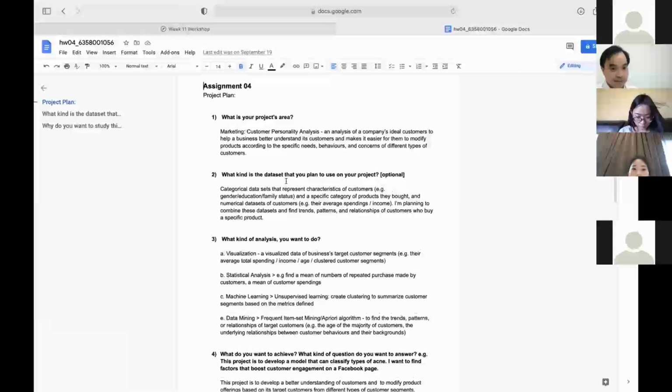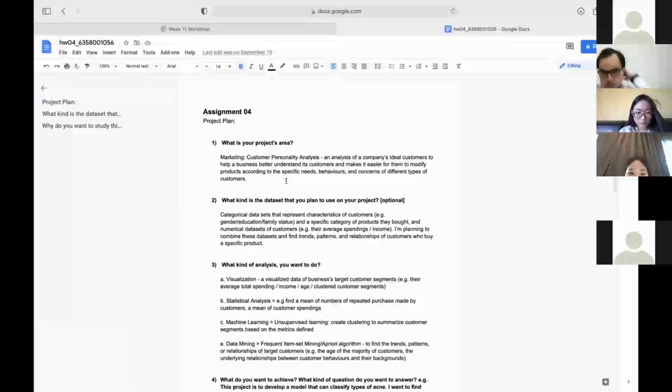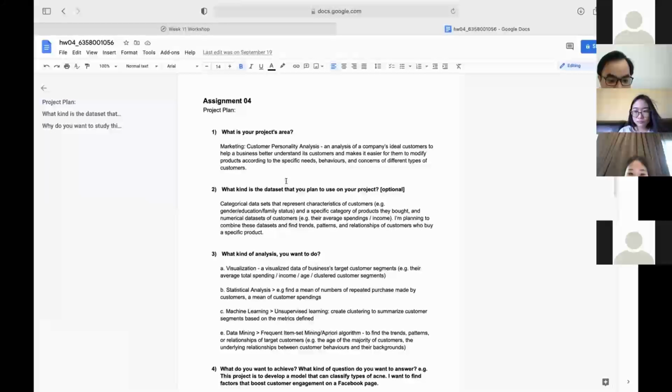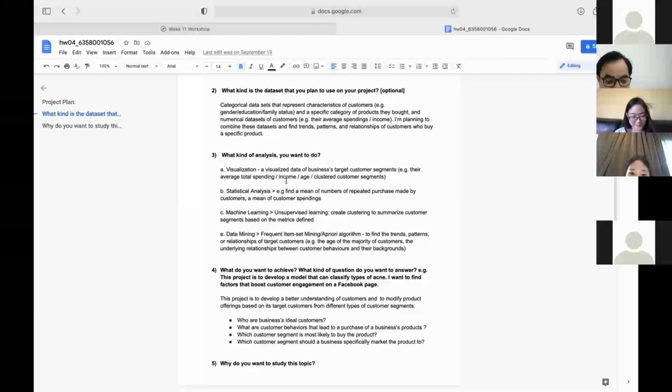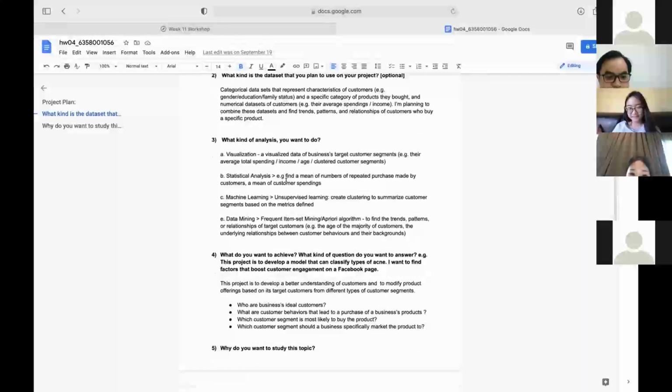Start your project. What's your project area? So my project will be about customer personality analysis, and the data set I use will comprise characteristics of customers and their background and what specific product they bought. Then I will do the analysis like visualization, statistical analysis, unsupervised learning, and data mining to find patterns or trends of the ideal customer of that specific product.